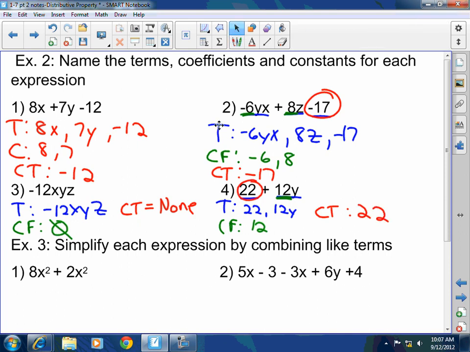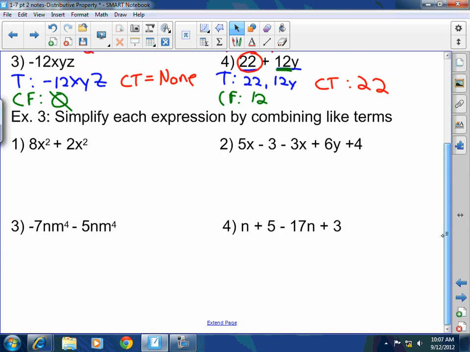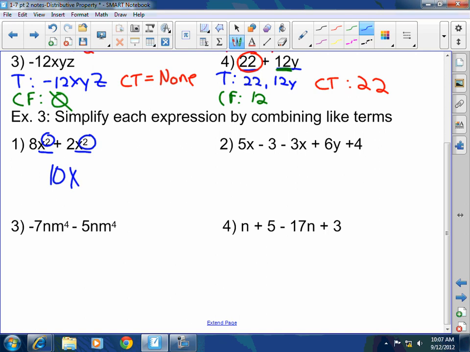Okay? And now, the last skill that we need is to combine like terms. Okay, number 1, I have 8x squared plus 2x squared. They are like terms because they have the same variable raised to the same power. So that's going to be 10x squared. Number 2, 5x and negative 3x are like terms. So 5x's minus 3x's is 2x.